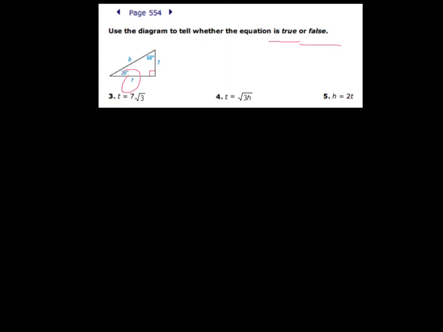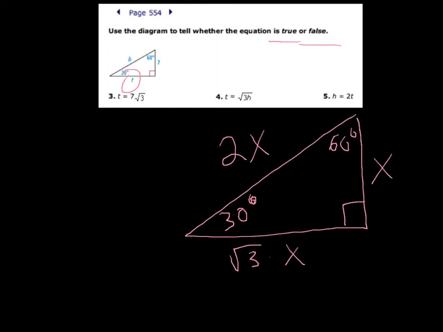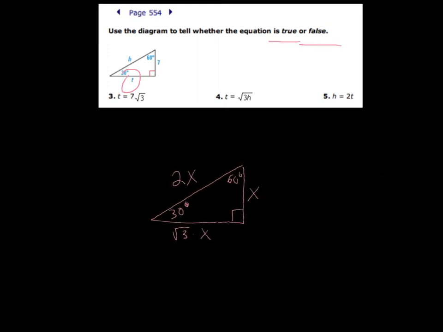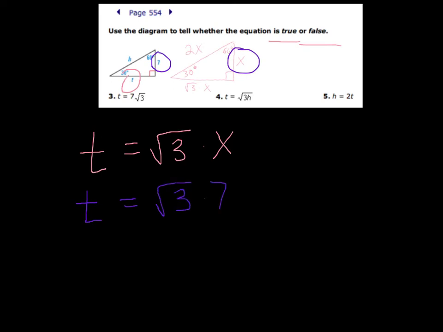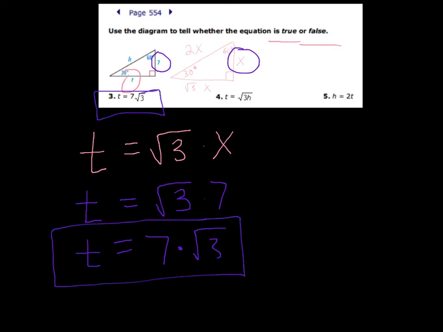Well, I guess I need a model that goes along with this. And I happen to have the model right here. So I'm just going to shrink that down, slide it up in here, and take a look. Well, who is t? T is the equivalent of radical 3 times x. Now, in our model given, I can see that x is worth 7. So t is equal to radical 3 times 7, although we would prefer to write it with the rational number first. So 7 times radical 3 is equal to t. Is this the same as this? Yes. So number 3 is true.